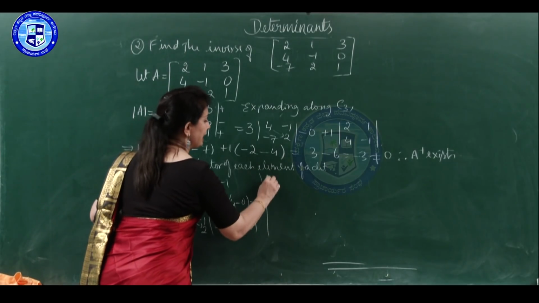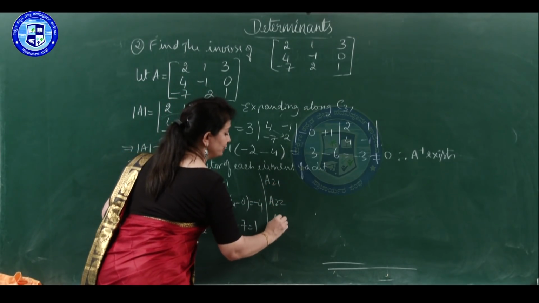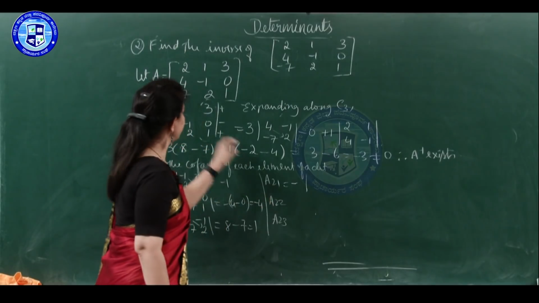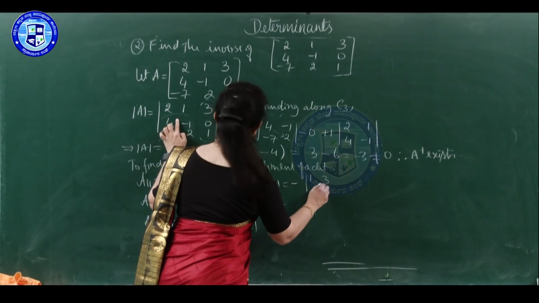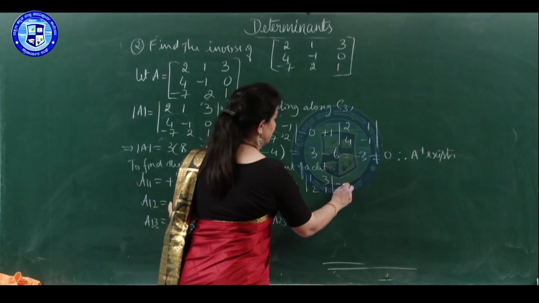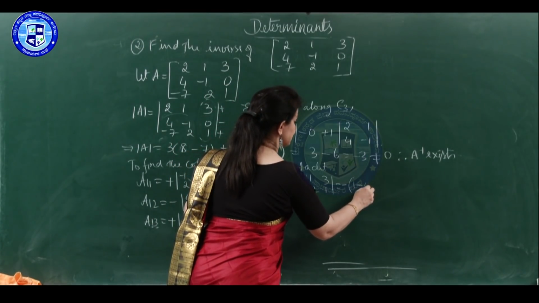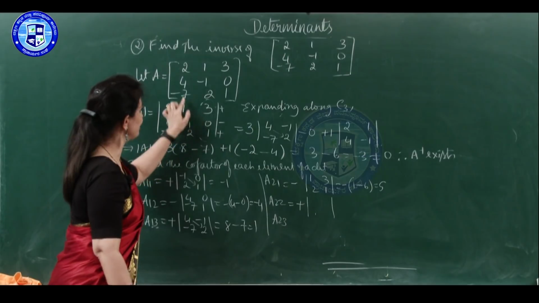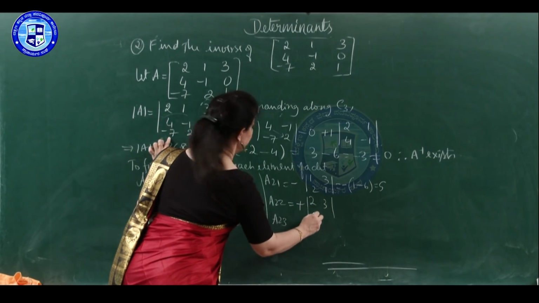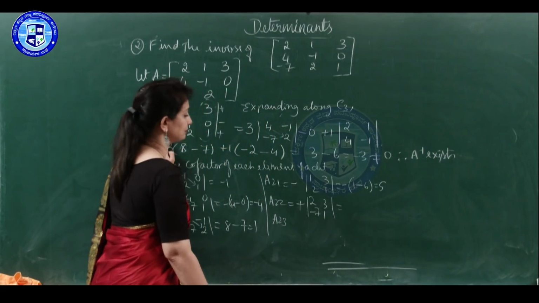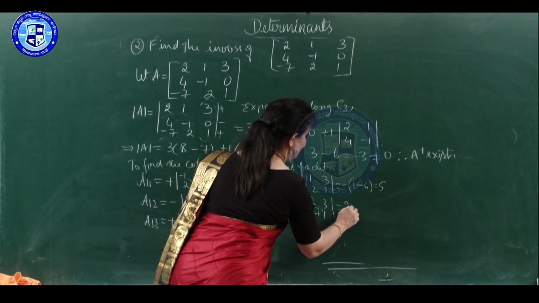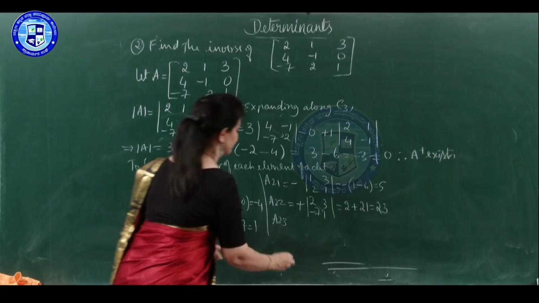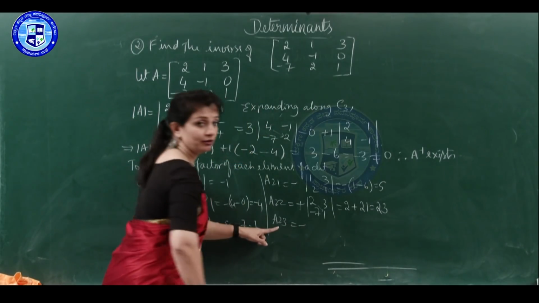Next is A21, A22, A23. A21, 2 plus 1 is 3, an odd number, so minus. Eliminate the second row and first column, the 4 elements 1, 3, 2, 1, cross multiply, it is minus of 1 minus 6, that is plus 5. A22 plus, delete the second row and second column: 2, 3, minus 7, 1. So cross multiply, 2 plus 21, it will be 23.